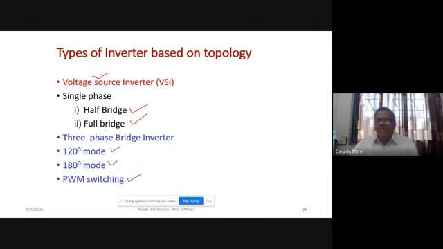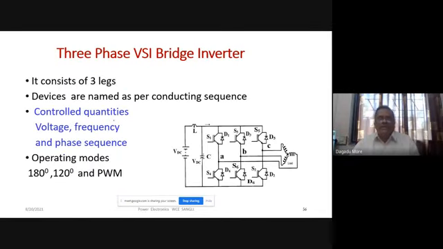Our focus is on three phase, so we can go directly to the three phase voltage source bridge inverter, the VSI bridge inverter. If you see it here, we have three legs. Totally we have six devices, and we have seen that these devices are shown as IGBTs with anti-parallel diodes.